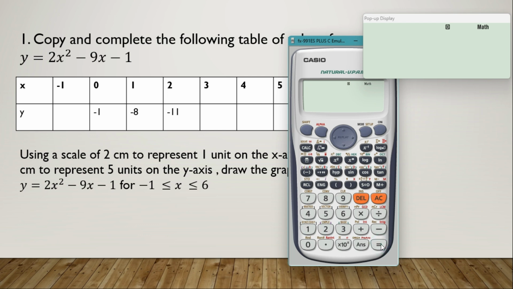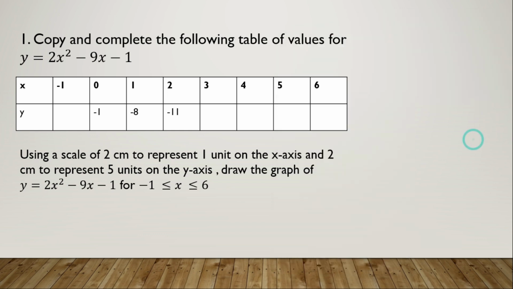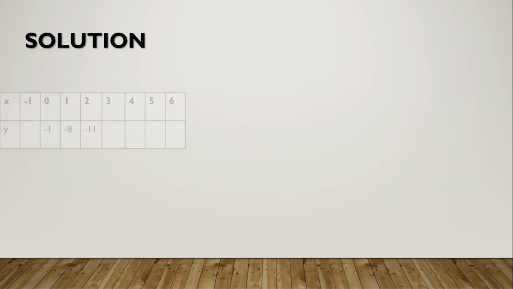And so these are the values. My first value is 10. The next ones are negative 1, negative 8, negative 11, negative 10, negative 5, 4, 17, and that is all. Now you fill the table with those values.